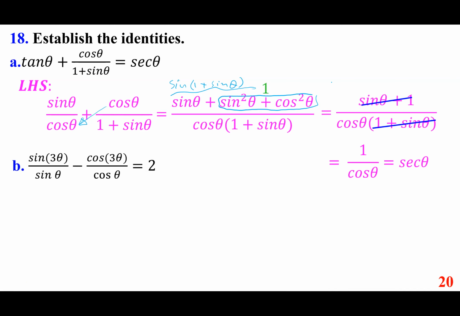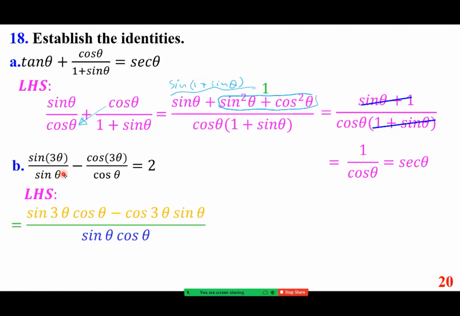In this case, obviously, we start from the left-hand side because it's more complicated. And we take a common denominator, which is the product of these two, sine theta, cosine theta. When we take a common denominator, we get sine 3 theta times cosine theta minus cosine 3 theta times sine theta in the numerator. So this is sine alpha cosine beta minus cosine alpha sine beta, and that gives us sine of alpha minus beta. So the numerator is sine of alpha minus beta, which is sine of 3 theta minus theta.